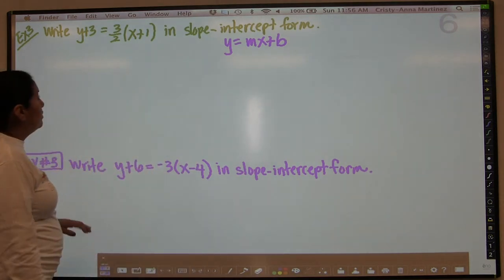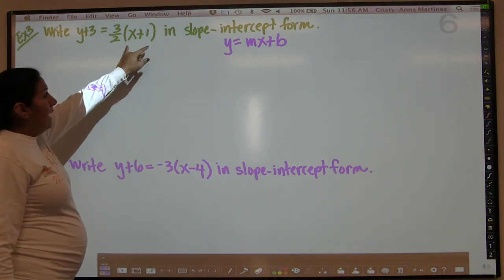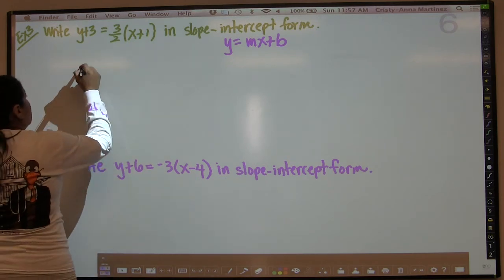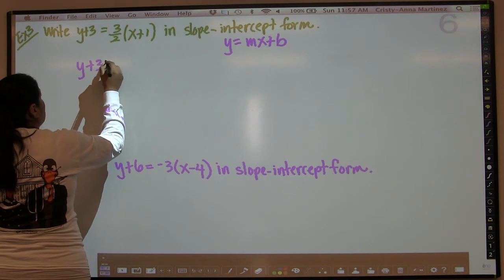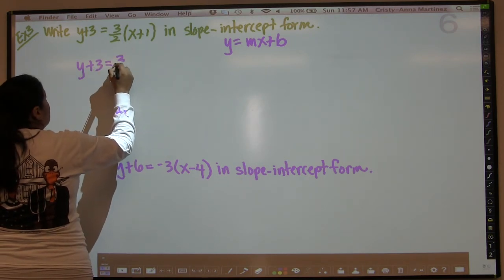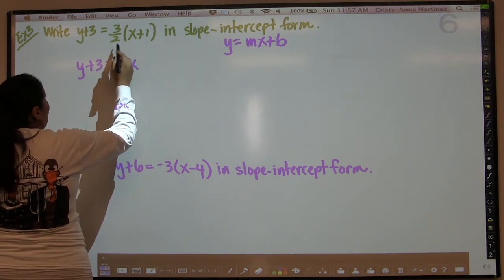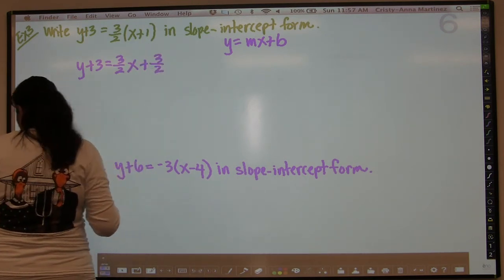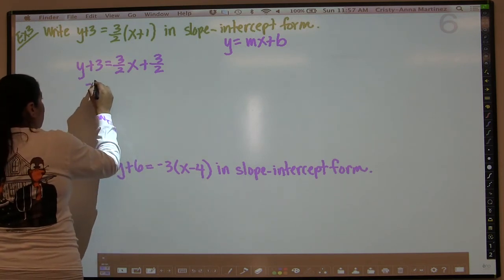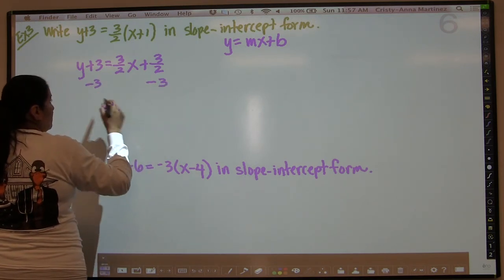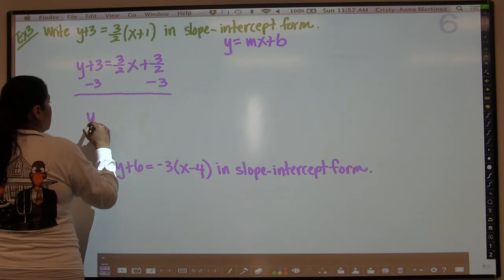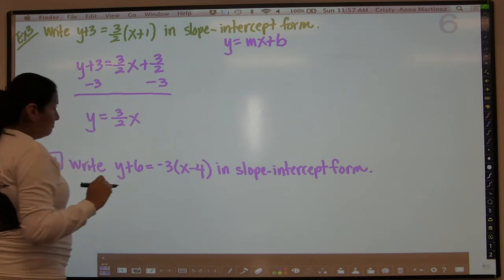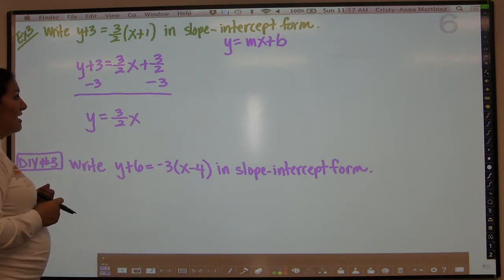So in other words, I need to get rid of these parentheses, and I need to have the y by itself, basically. So to do that, we are going to distribute the 3/2 times x, 3/2 x, and then 3/2 times 1 is 3/2. Anything times 1 is itself. And then we want to subtract our 3 to the other side because we want y by itself. So y equals 3/2 x. And then we need to add 3/2 and negative 3.